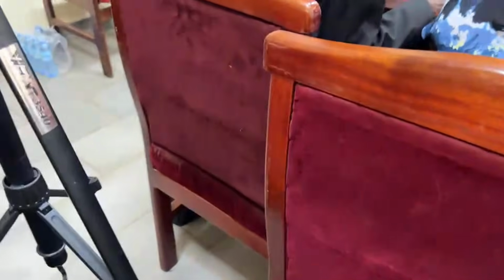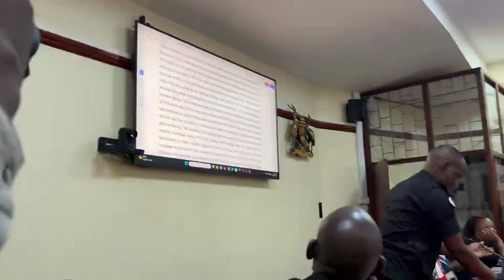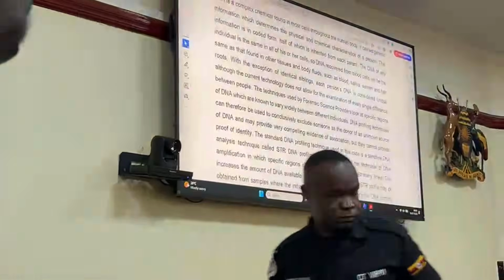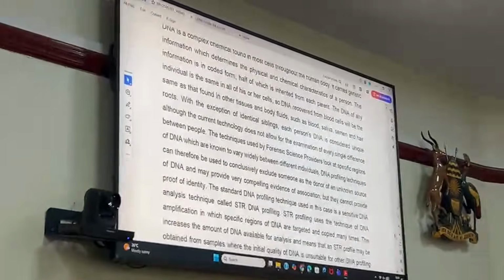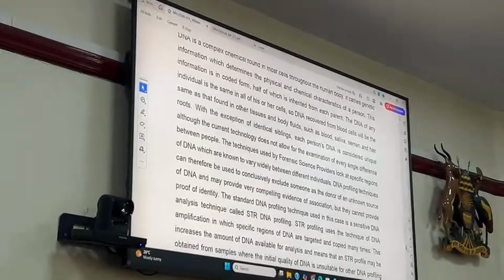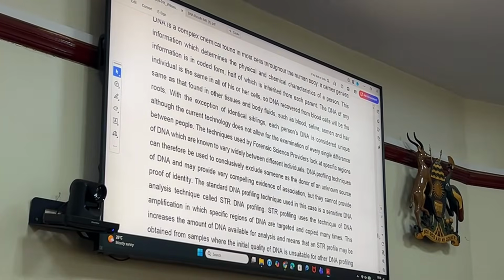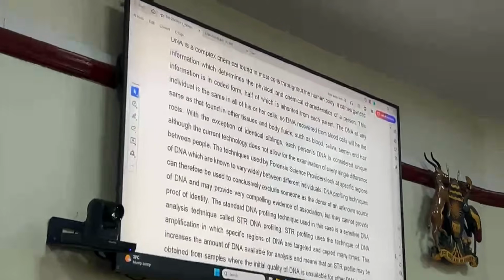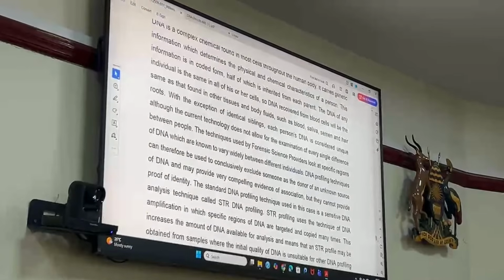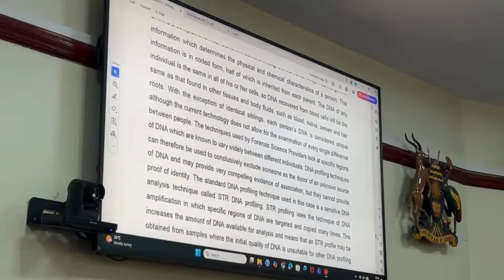We just want to understand, if you could very briefly explain to us how we profile the DNA. So the techniques we use look at specific regions of the DNA which are known to vary widely between different individuals. DNA profiling techniques can therefore be used to conclusively exclude someone as the donor of an unknown source of DNA and may provide very compelling evidence of association, but they cannot prove identity.